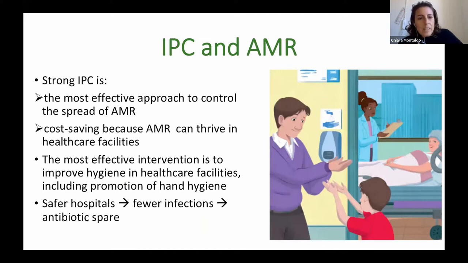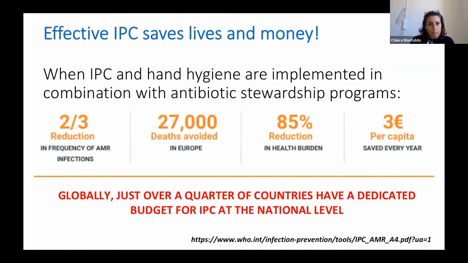Now, the last three slides of my presentation are just to make a link between IPC and antimicrobial resistance. So why in a workshop about antimicrobial resistance did we start with IPC? Because there is a strict link between the two, and actually a strong and good IPC implementation is the most effective approach to control the spread of antimicrobial resistance, and is the most cost saving. So in the healthcare facilities, it is proven that it is really the most effective intervention that we can implement to have safer hospitals, to reduce the number of infections and to spare antibiotics in order to avoid side effects, avoid the creation of resistance. An effective infection prevention control saves lives and saves money.